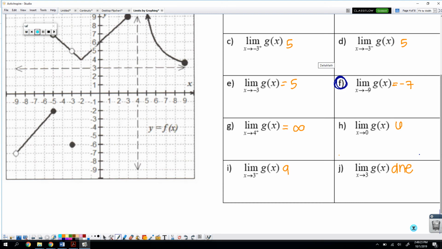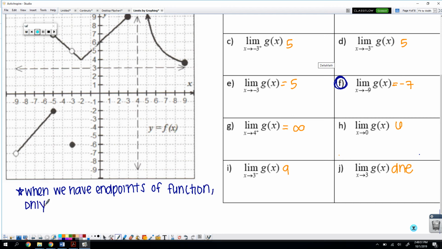However, when it's an endpoint of your domain and there is no further function to be found to the left, you can actually say that this limit does exist. So we're going to write right here: when we have the endpoints of a function, we only need one side of the limit. Only one, so that means that one would be okay.